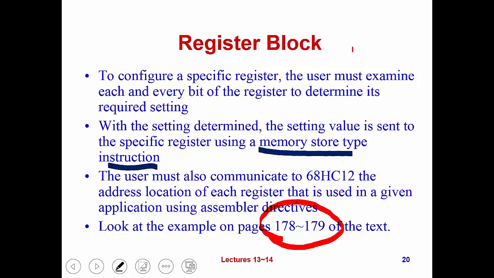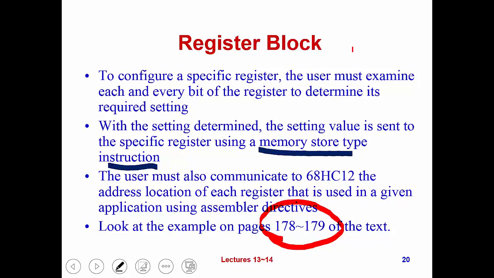At the beginning, we use the EQU assembly directive. We equate A to D control register 2 to 0062. Why? Because 0062 is the address of this register, and each register always has an address. So we dedicated the memory location 0062 as A to D control register 2. So we equated them.